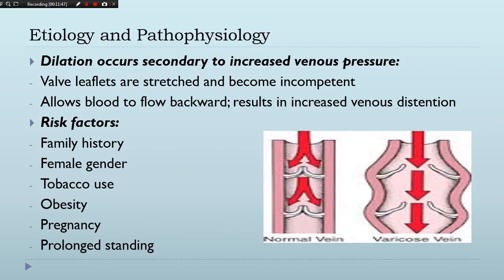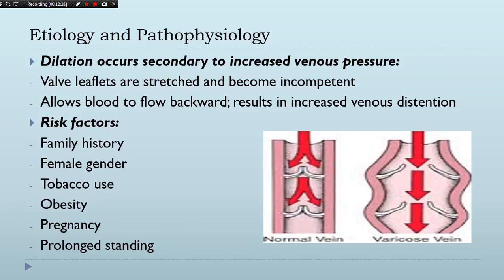So the etiology and pathophysiology. Varicose veins are going to occur when there's a dilation in the venous system secondary to increased pressure. And this is usually going to happen when our valve leaflets are stretched and they become incompetent. So this is going to allow blood to flow backwards instead of forwards, which is going to increase venous distension. So some of our risk factors are going to include a family history. So if your mother had it, you're much more at risk of having it. Female gender, smoking, obesity and pregnancy, and prolonged standing.